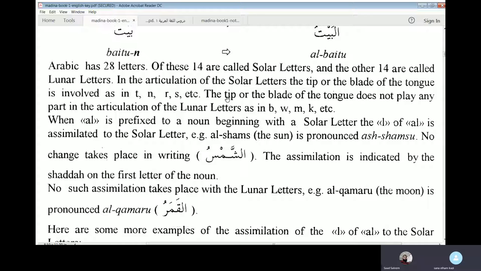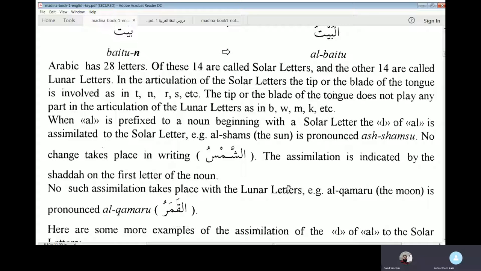The tip or the blade of the tongue does not play any part in the articulation of lunar letters, as in ba, waw, meem, and kaf. When al is prefixed to a noun beginning with a solar letter, the lam of al is assimilated to the solar letter. Example, ash-shams, the sun, is pronounced ash-shamsu. This means that lam becomes silent. In simple words, lam becomes silent.